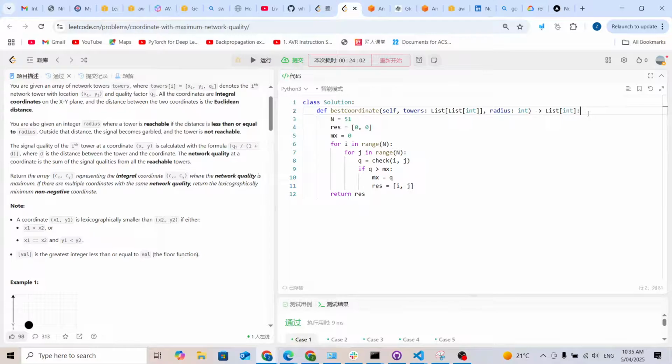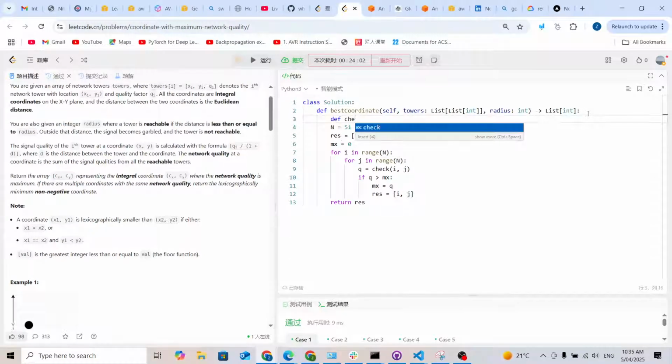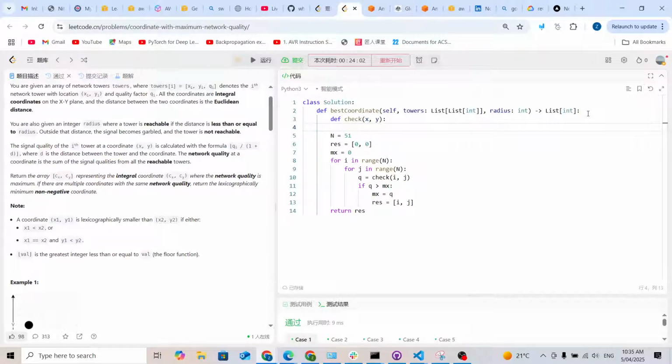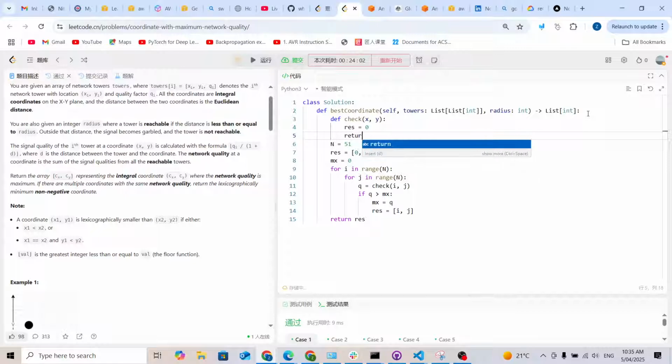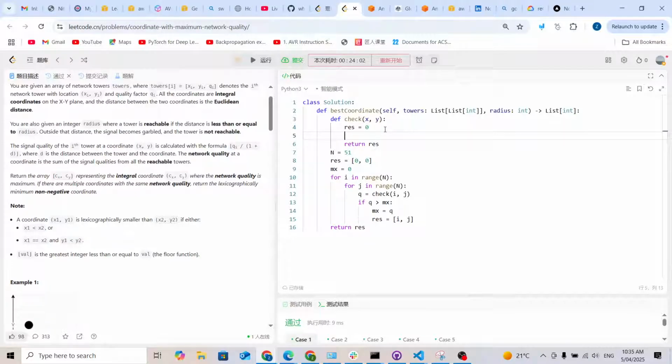So now what is left is the check function. Actually, it's going to be x and y, the coordinates. And let me just prepare a final result. It's going to be 0, and finally, we're going to return this result. It's going to be the total sum of the quality. So for x2, y2, and quality inside of the towers.